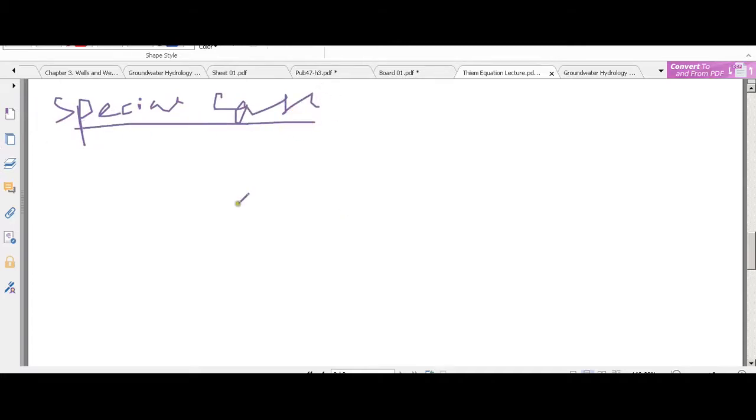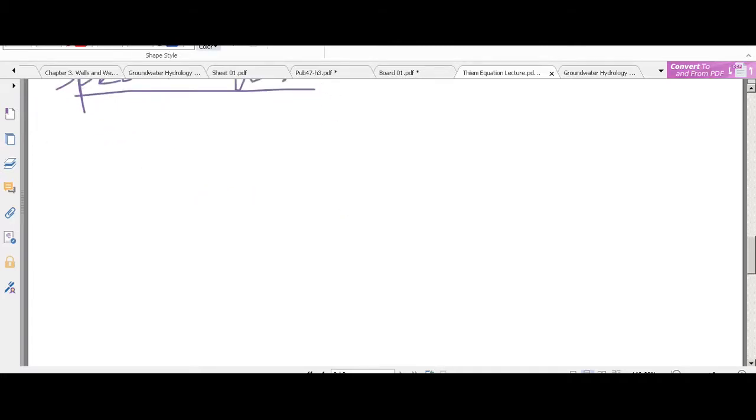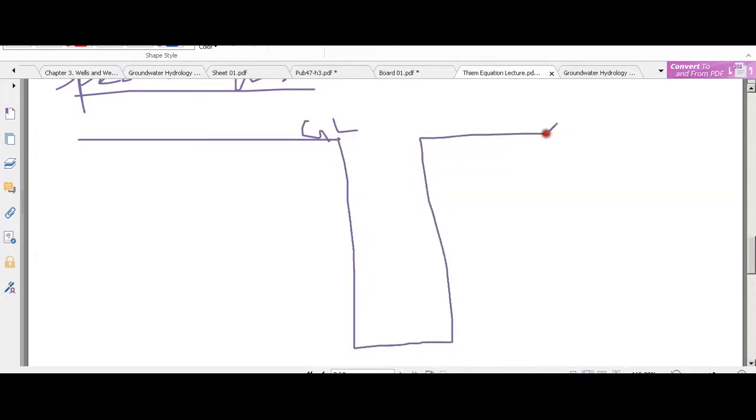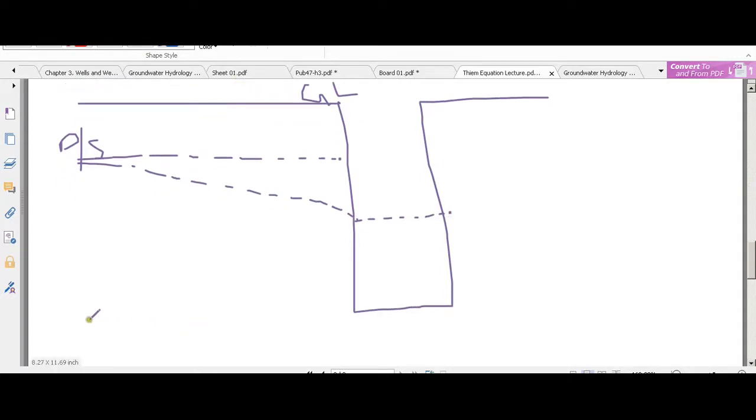Now again consider the ground level, GL, the well, this is the water level at rest, or the piezometric surface, and this is the depression curve. Now you know that. So now let me consider, what is this height?